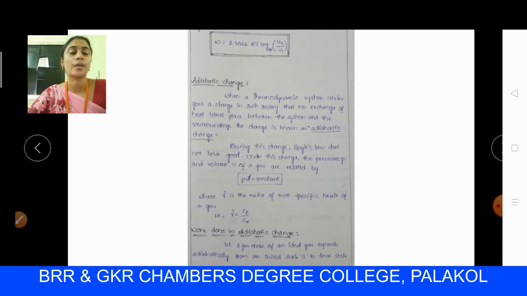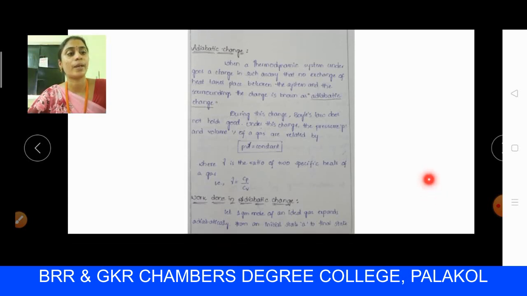Under this change, the pressure P and volume V of a gas are related by the expression PV^gamma equal to constant. In the previous isothermal change, Boyle's law holds good, PV is equal to RT, constant. But here Boyle's law does not hold good in our adiabatic change. We can write it as PV^gamma equal to constant, where gamma is the ratio of two specific heats. We already know about specific heats. The relation between the specific heats is gamma equal to Cp by Cv.